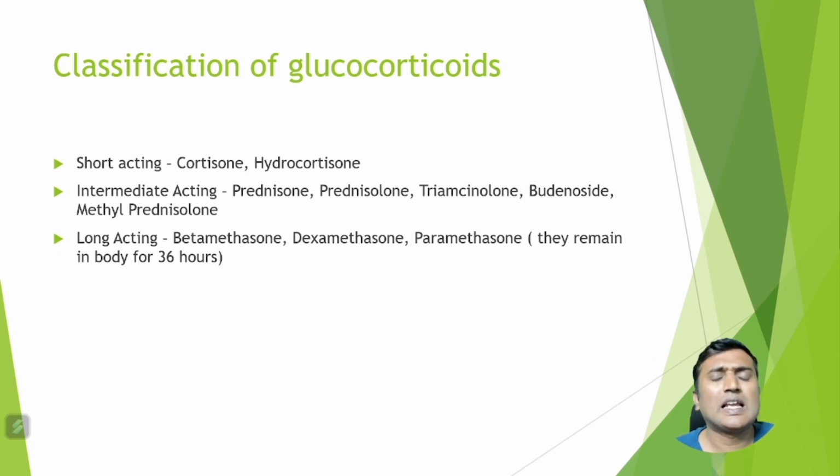Now we are going to see the classification of glucocorticosteroids, and there are three types. First one is short acting, that is cortisone and hydrocortisone. Now we have the second one, that is intermediate acting, which are prednisolone, triamcinolone, budesonide, and methylprednisolone. And the last one is long acting, which are betamethasone, dexamethasone, and paramethasone. They remain in the body for more than 36 hours.